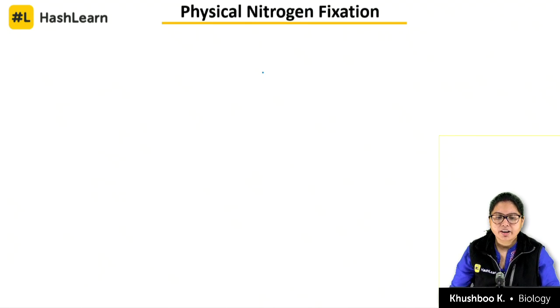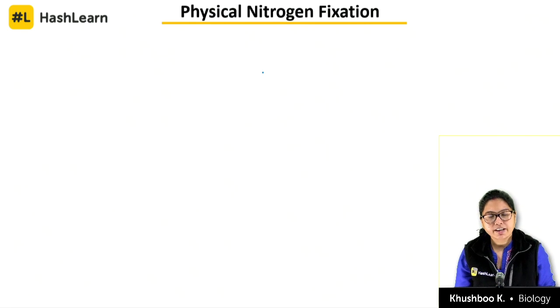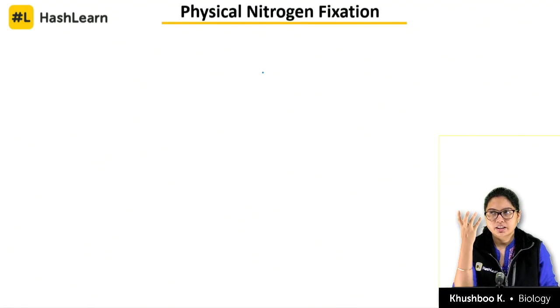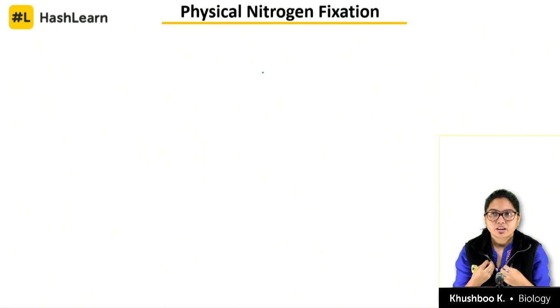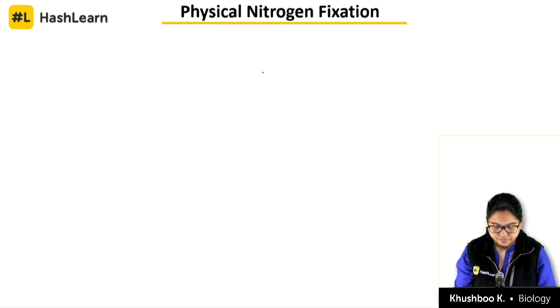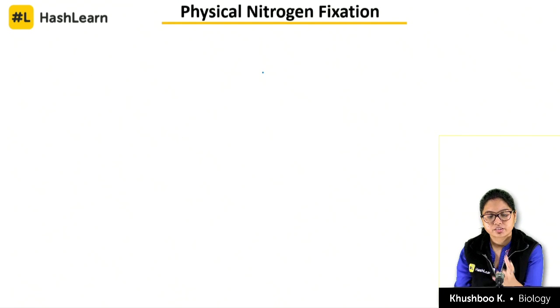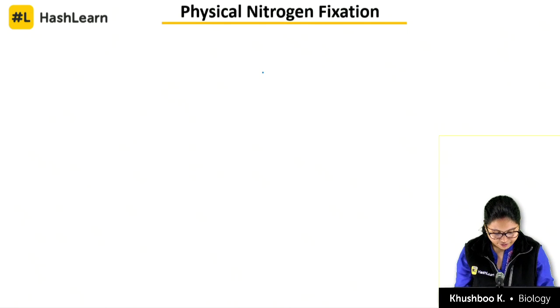Now when we are talking about nitrogen fixation, we have two types: physical nitrogen fixation and biological nitrogen fixation. Physical nitrogen fixation is when the nitrogen in the atmosphere is fixed because of thunderstorms or rain, which provide the energy. That kind of nitrogen fixation is known as physical nitrogen fixation.